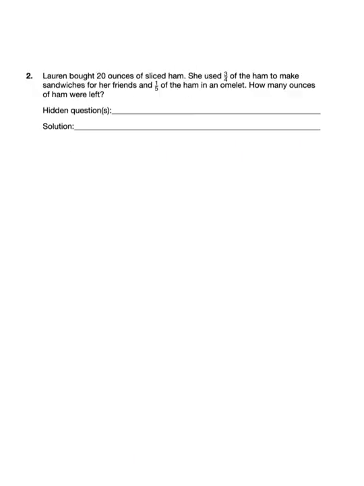That leaves us with one more. Okay, this next question is about my favorite topic, which is food. Lauren bought 20 ounces of sliced ham, and she used 3/4 of the ham to make sandwiches for her friends. Then she used 1/5 of the ham in an omelet. How many ounces of ham were left? Okay, so the hidden question that we have to answer before we can figure out what was left was, what did she use, or how many ounces did she use on her omelet and the sandwiches?